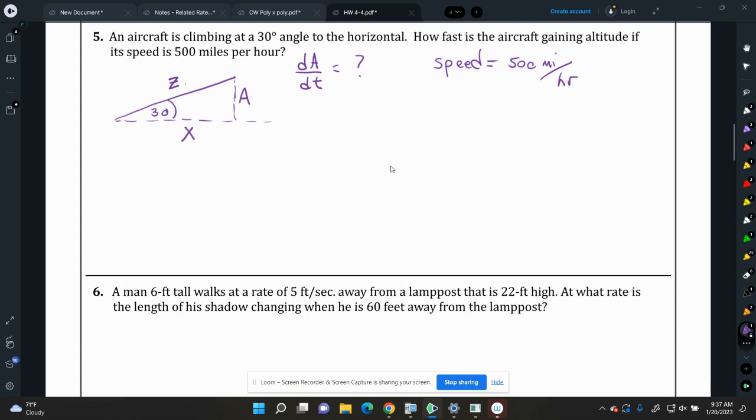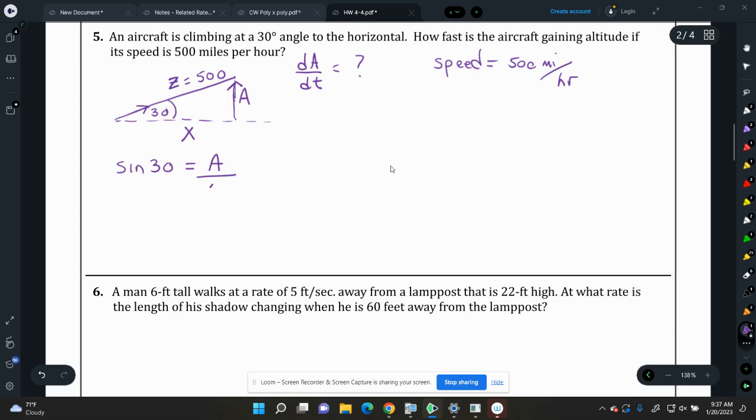Z is equal to 500. It's traveling at 500 miles per hour. So that's how fast it's traveling in that direction, right? We're trying to find how fast it's increasing its altitude. So then you would do the trigonometry. Sine of 30 equals the opposite over the hypotenuse, right? And then you do 500 sine 30 is A.